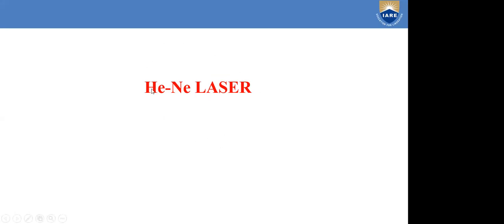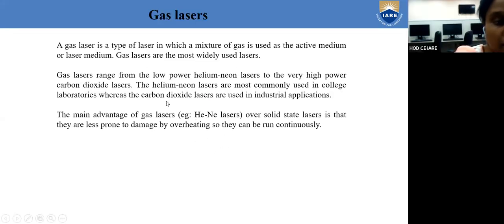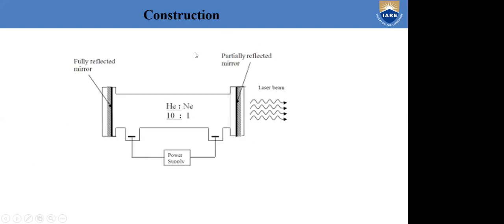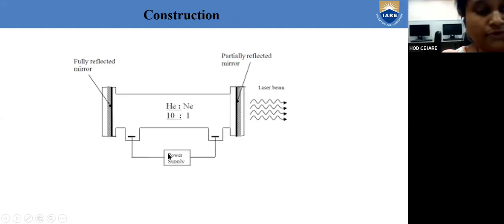So what is our second type of laser? Helium neon laser. I'm going to show you the Helium Neon laser construction. So take this construction, students. All of you draw this construction in your books. So this is the construction of the helium neon laser. All of you take this figure, then I'm going to explain this construction.